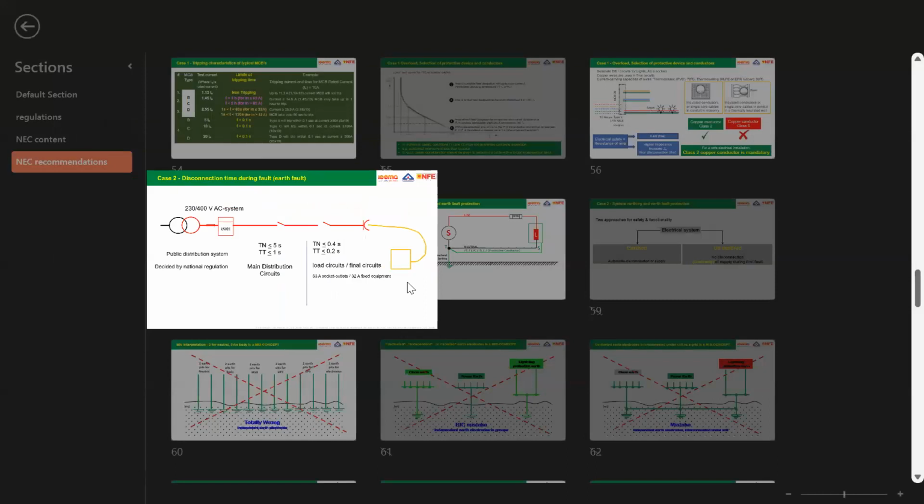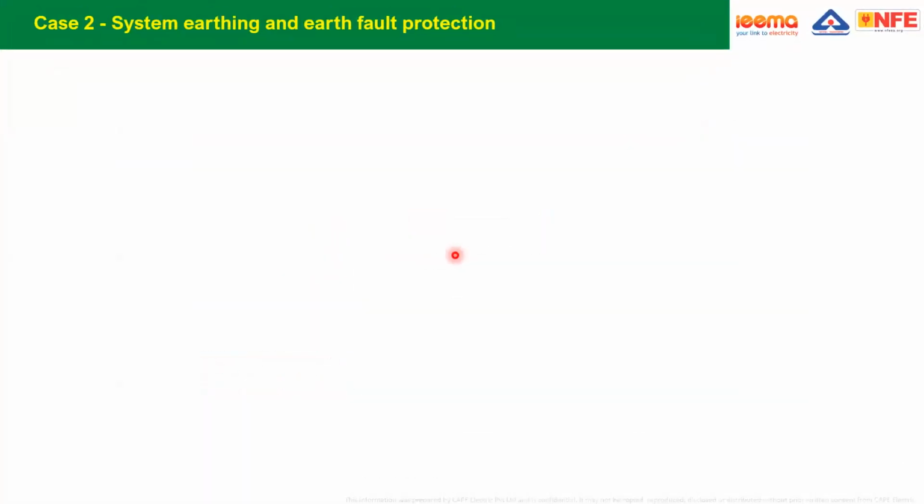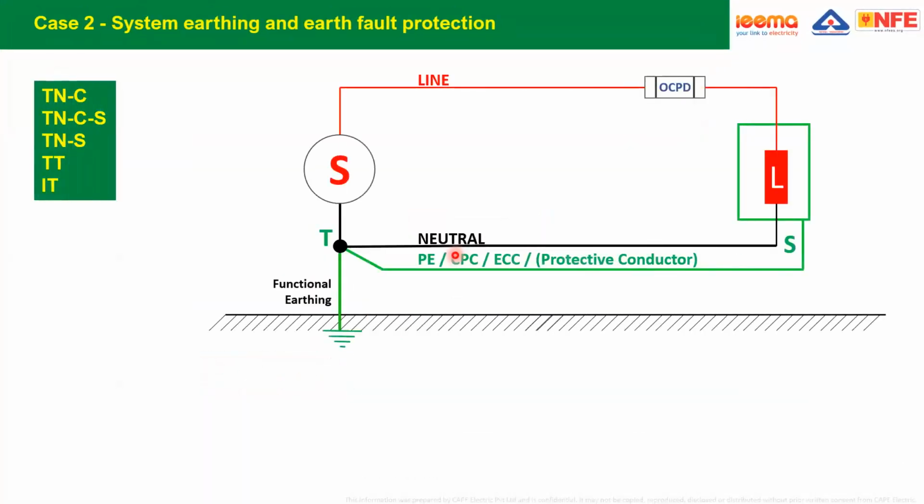Now, how do you ensure it? First, you have to find out what kind of installation you have made. There are system earthings called TNC, TNCS, TNS, TT, and IT. Out of these TN, for example, for public distribution, the regulation is asking for TNCS. For industrial and commercial premises, TNS.